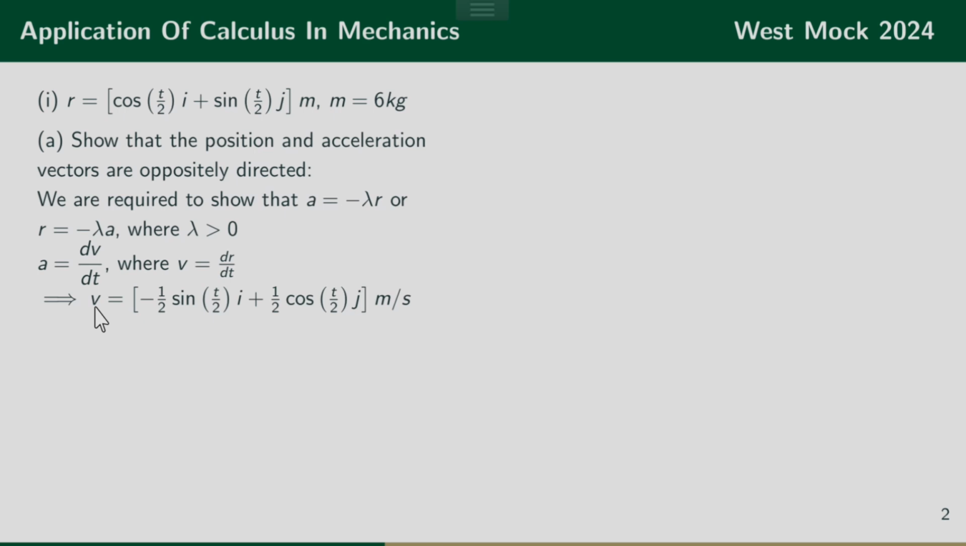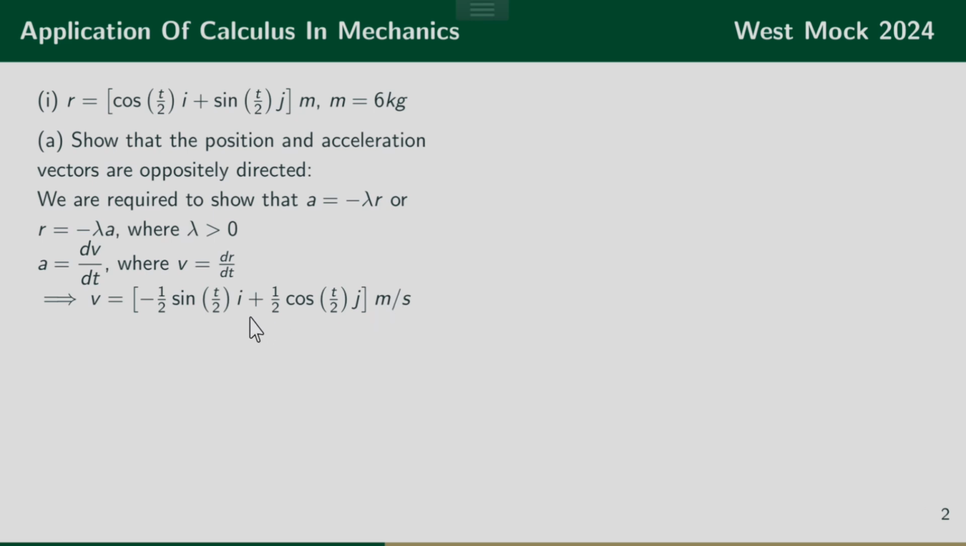Now let me start with the velocity. I will find the derivative of this expression, differentiating cos(t/2). When I differentiate cos, I have negative sine, and when I differentiate the angle t/2, I have half. So the derivative of cos(t/2) is negative half sin(t/2) of i. Then plus the derivative of sine, which is cos, and that of this angle will be half. So the derivative of sin(t/2) will be positive half cos(t/2) of j, velocity in meters per second.